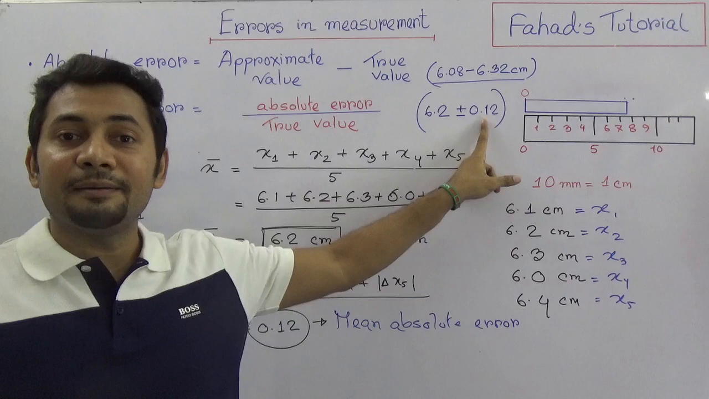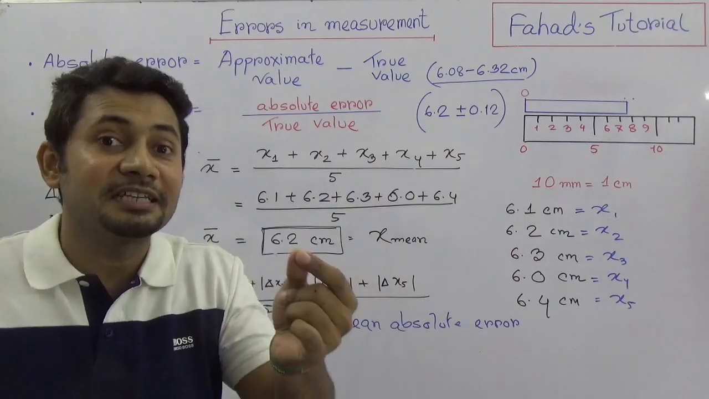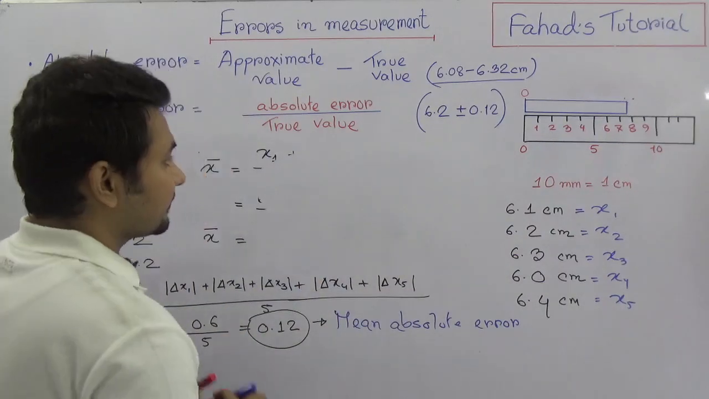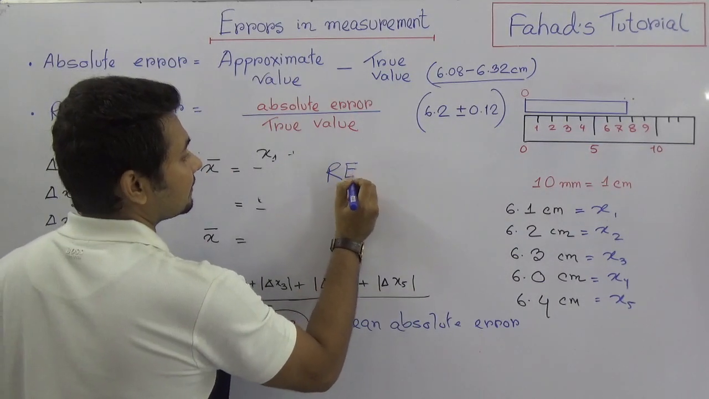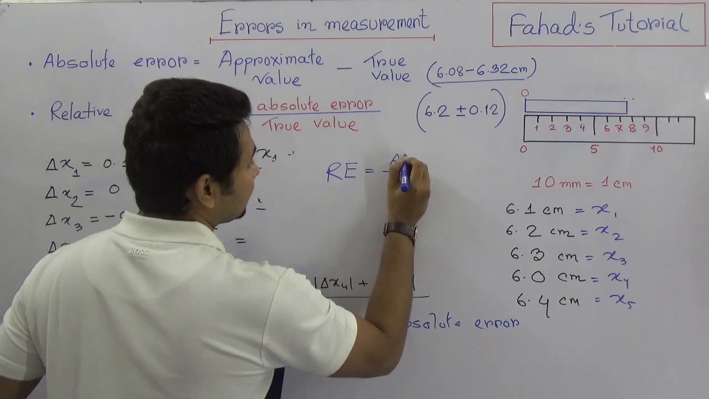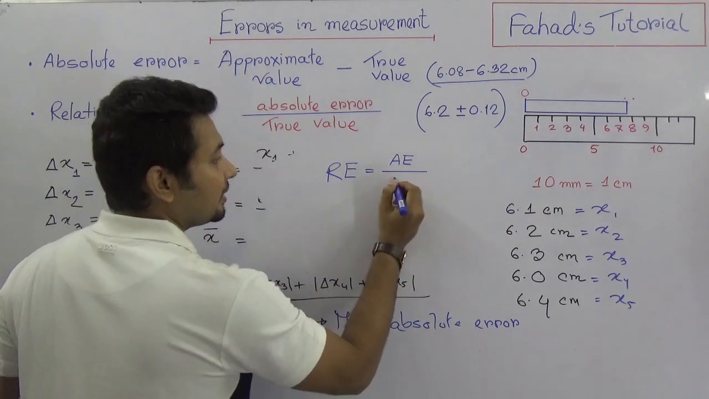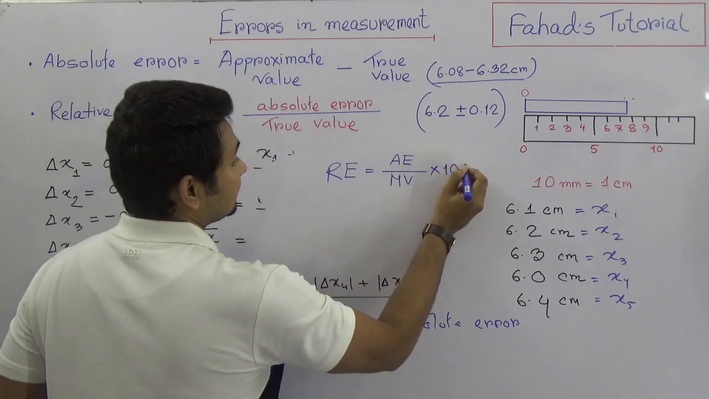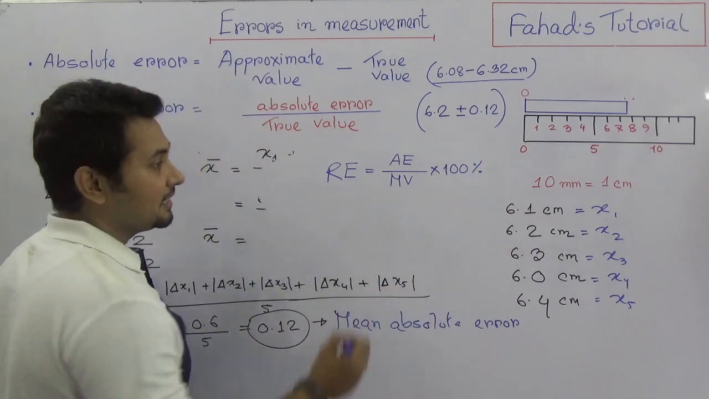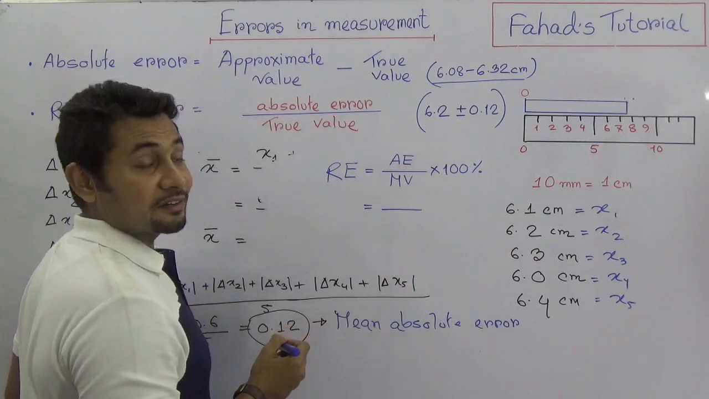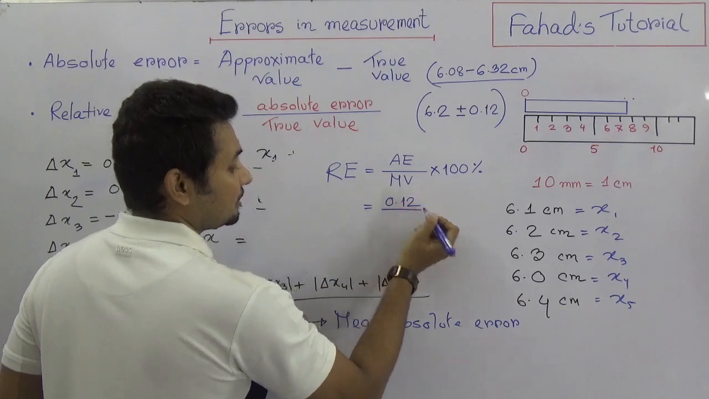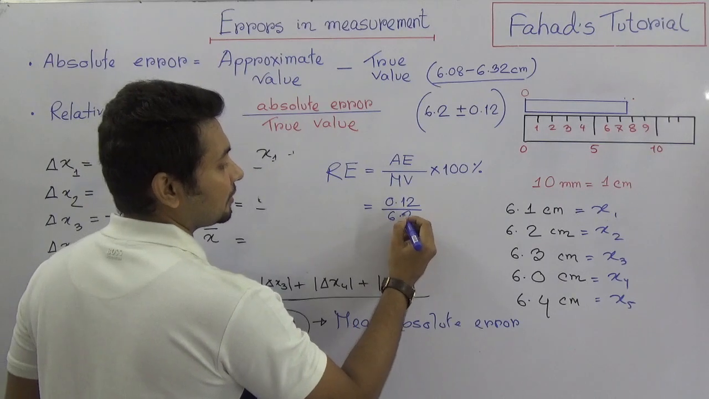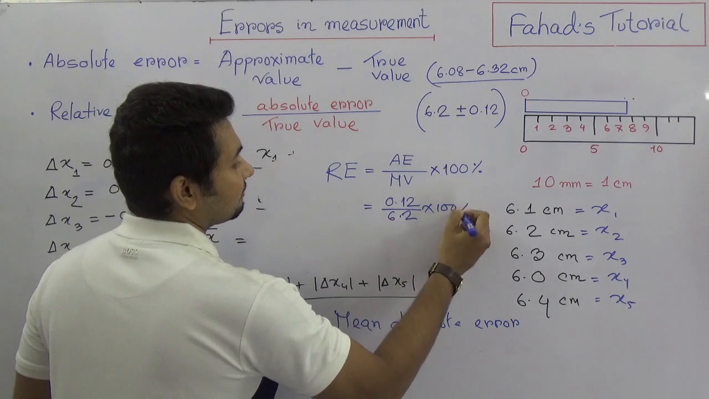So the length of that substance would be in between this, and this is the absolute error. And if this is the absolute error, what is the relative error? The relative error is the absolute error divided by the measured value, and if you want to express it in percentage, then multiply by 100%. Now the absolute error is 0.12 and the measured value is 6.2, times 100%.